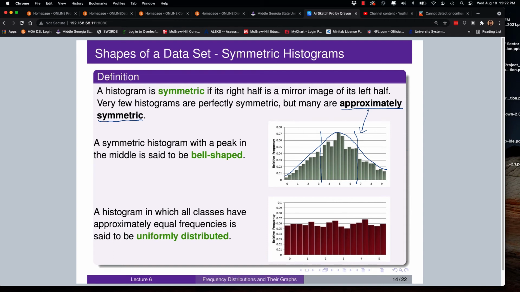Another one that doesn't come up very often but does happen is something called a uniform distribution, or one where all your bars are roughly the same height. They're not going to be all perfectly the same height, but if they're close to about the same height across the board, we call it uniform. There's no real difference there. And those can also be approximately that way, so we could call it approximately uniformly distributed.